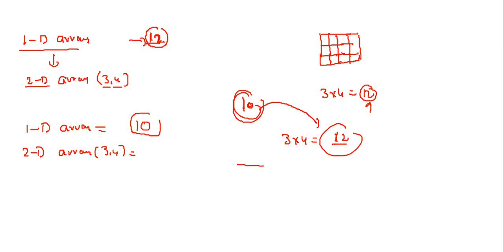Otherwise, you will get an error. So that is an advantage with the reshape. Reshape can be used to convert one dimension to another dimension. Suppose I have 12 elements in a one-dimensional array. I want to convert this one-dimensional array into a 2D array.